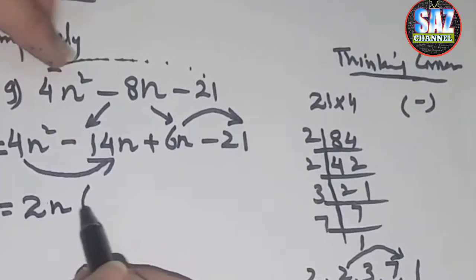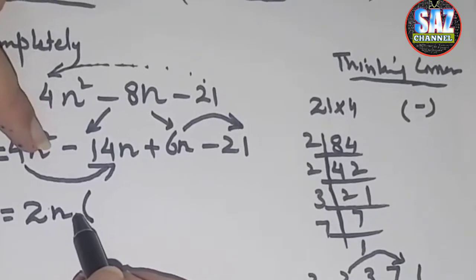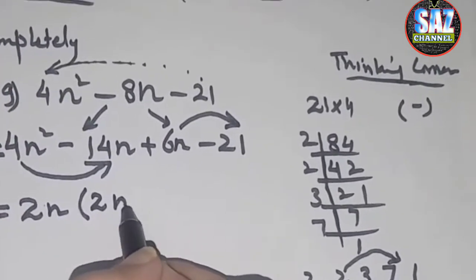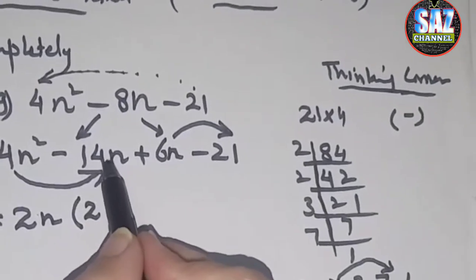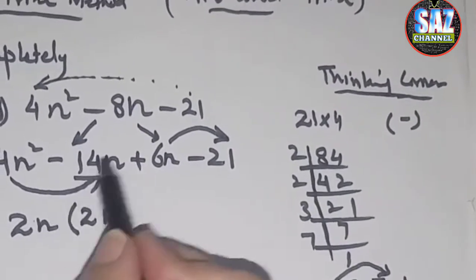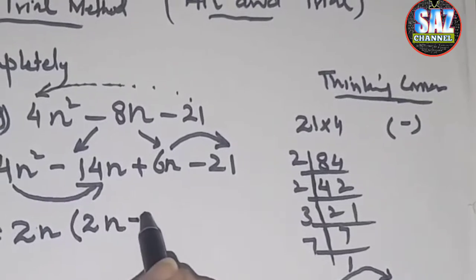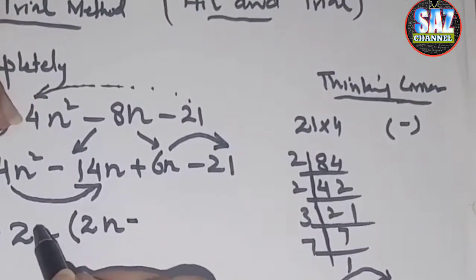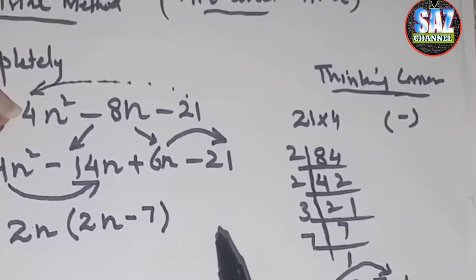Now, inside the bracket, as from 4n square, 2n is out, I have to write 2n. Moving to the next term, I can see that from 14n, I have 2n out. So I will think about that 2, how many times will give me 14, and that will be 7.